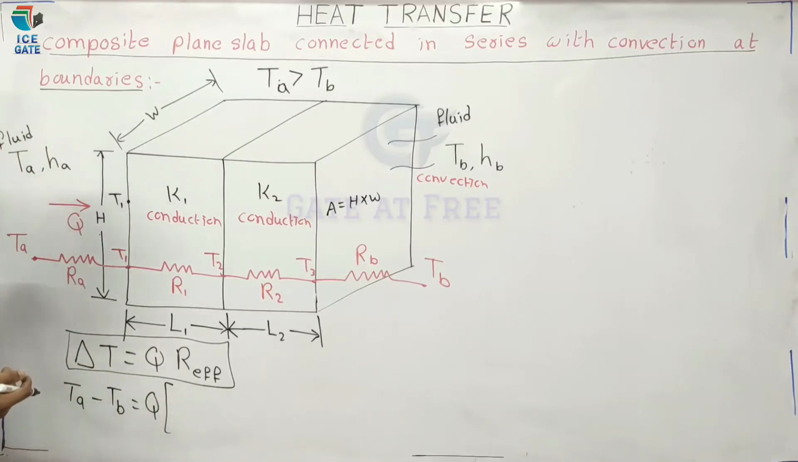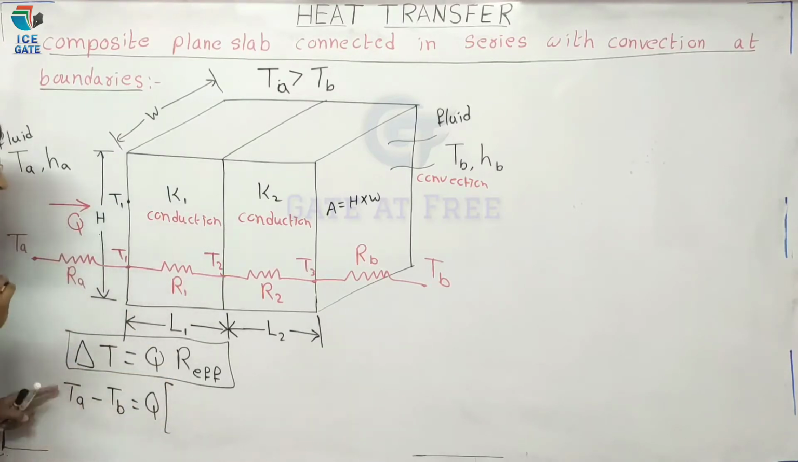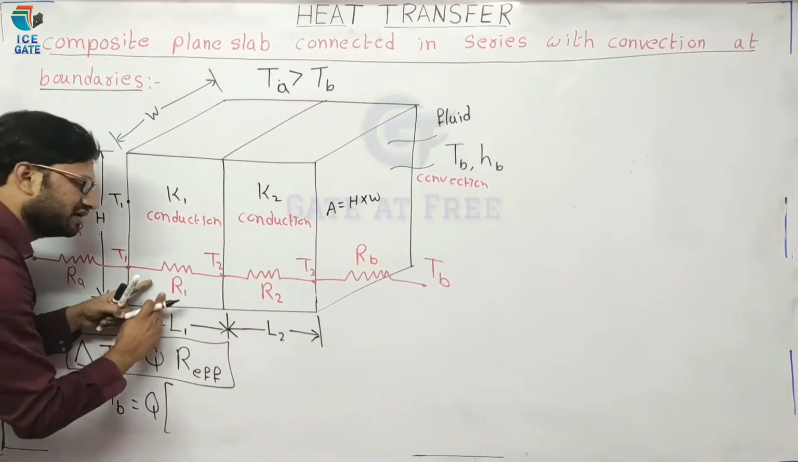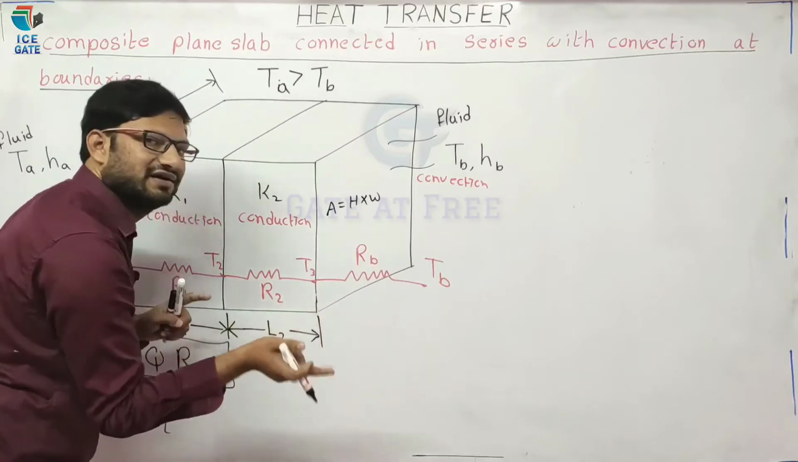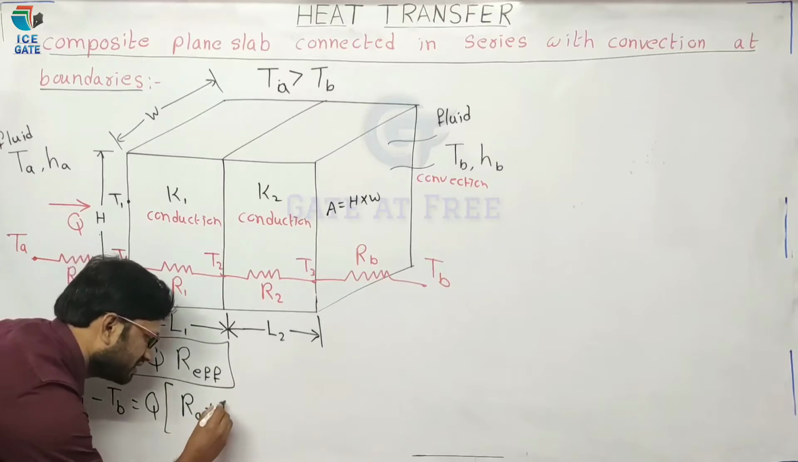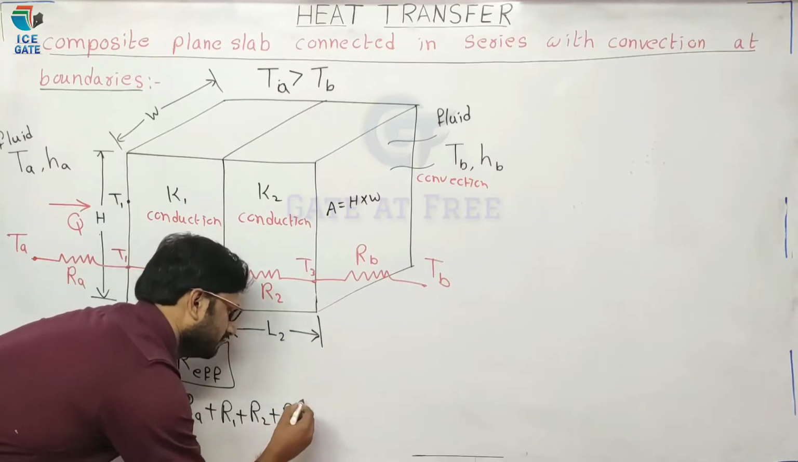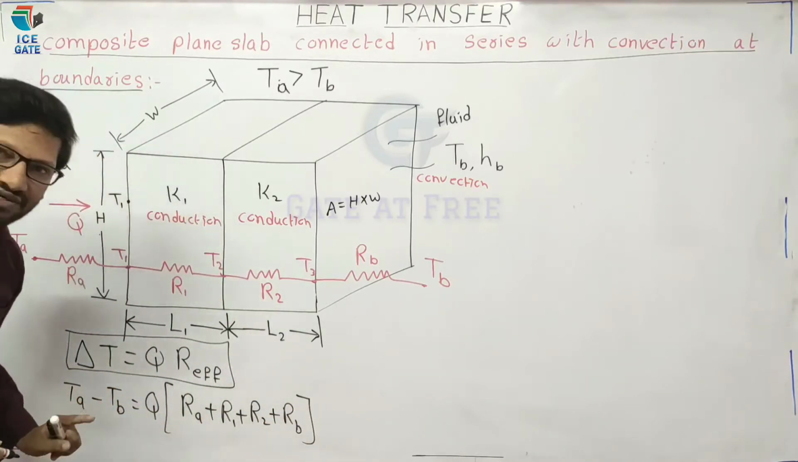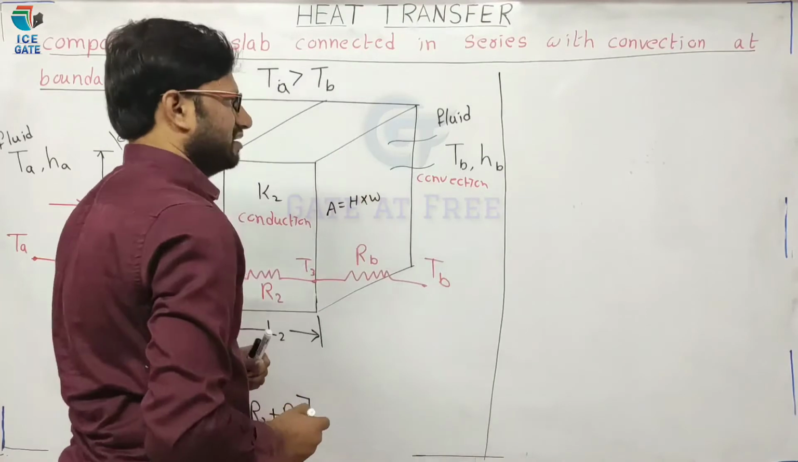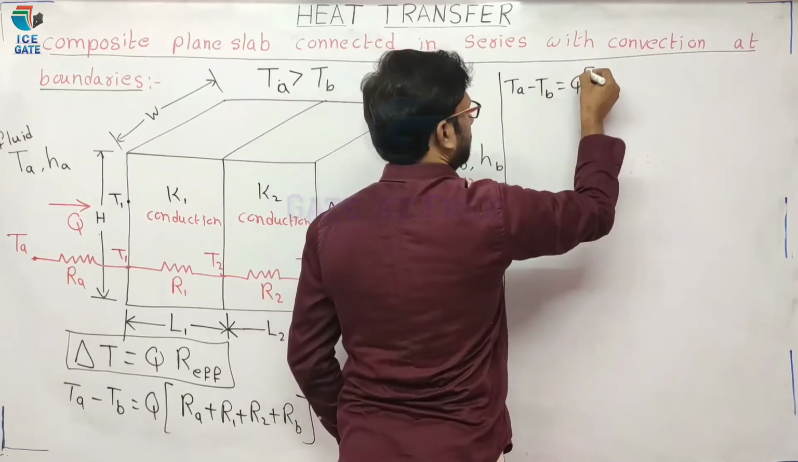Now R effective. Now we have to take the total resistances in between TA to TB. Now what are the resistance in between TA to TB? RA convective resistance, R1, R2 conductive resistance, RB is convective resistance. Therefore RA plus R1 plus R2 plus RB. Hope you understood. Now expand RA, R1, R2 and RB. Now what is delta T? TA minus TB is equal to Q into.